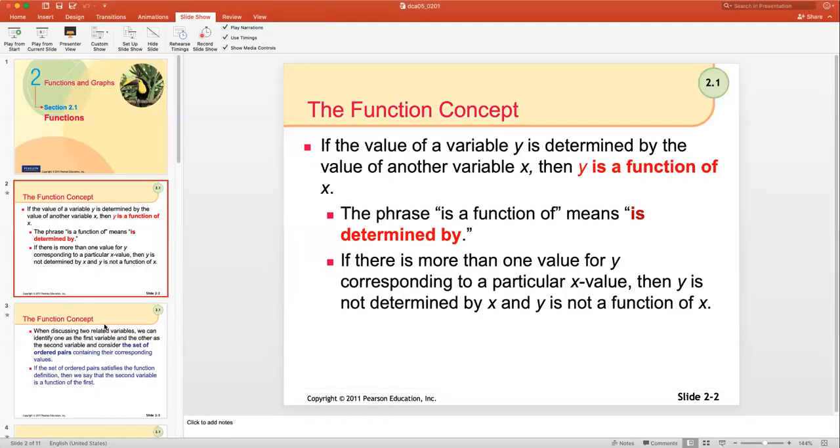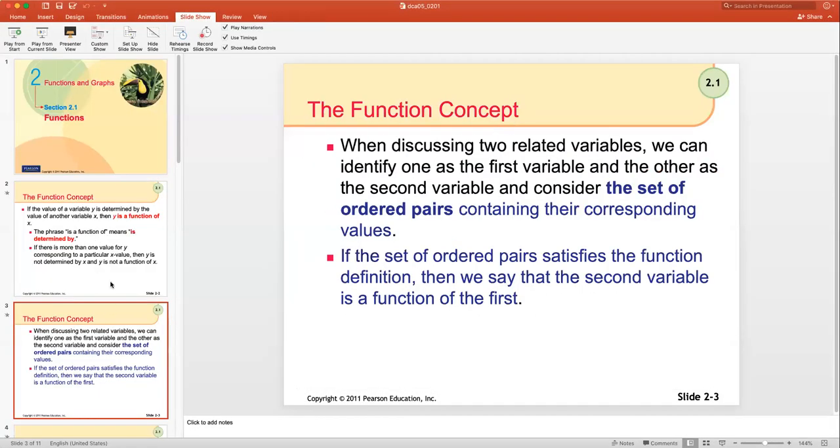Next slide, function concept. When discussing two related variables, we can identify one as the first variable and the other as the second variable. We already know that in an ordered pair, it's the x coordinate and y coordinate, or first coordinate and second coordinate. So for the set of ordered pairs containing their corresponding values, if the set of ordered pairs satisfies the function definition, then we say that the second variable is a function of the first.